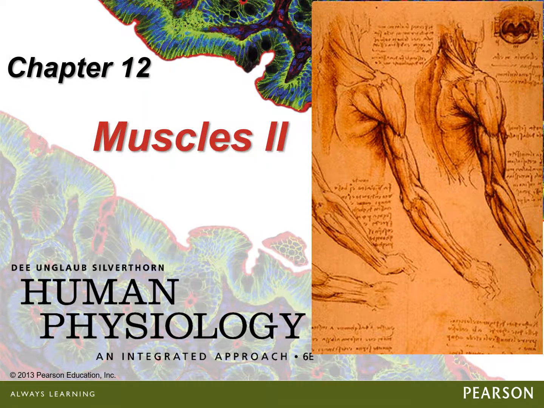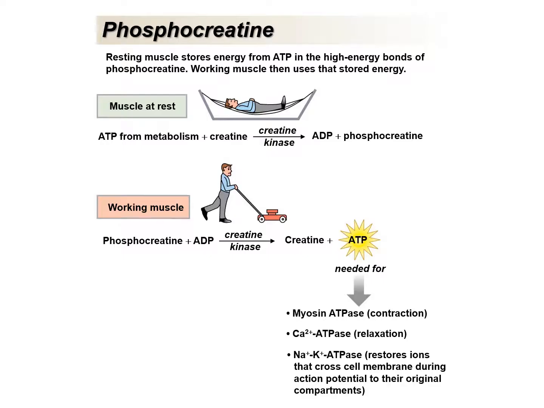And welcome again to Chapter 12. This is the addendum to the second lecture in Chapter 12 on muscles. The two big topics we're going to be dealing with today are excitation-contraction coupling and smooth muscle contraction. So we're going to use smooth muscle to differentiate from skeletal muscle. So that'll be later on in the lecture.